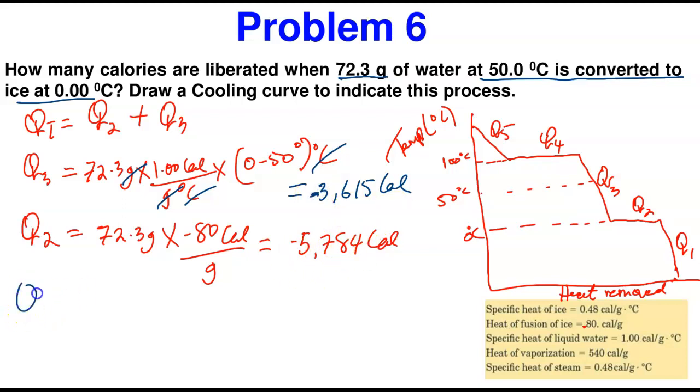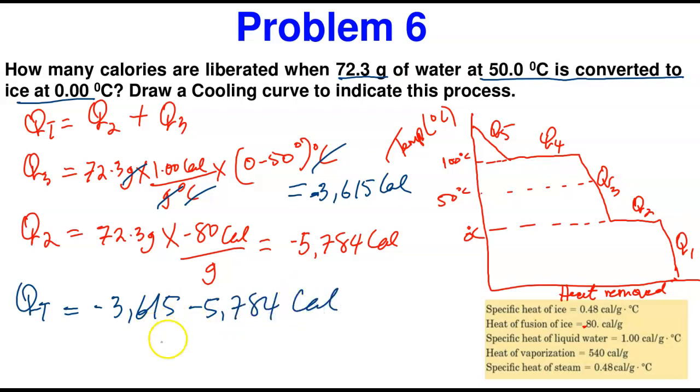Now the total heat we're going to get here is you add the two of them. Remember, if you add negative 3,615 plus negative 5,784 calories, negative plus negative will give you negative. When you add it together, it gives you a total of negative 9,399 calories. And this is the amount of heat that is removed when 72.3 grams of water at 50 degrees Celsius is converted to ice at 0 degrees Celsius.